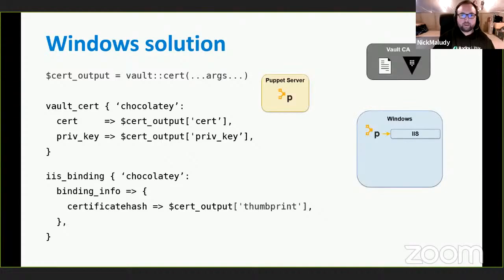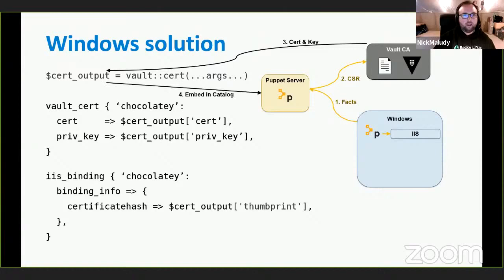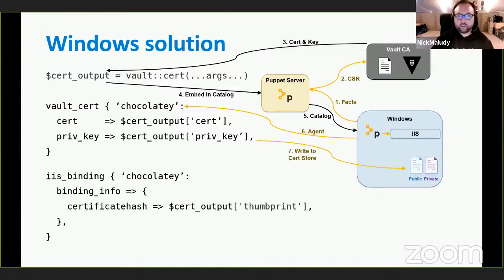I'm going to walk you through the steps of what happens in the communication paths. The first step from the Windows server side is the Puppet agent wakes up, collects its facts and reports them to the server. The Puppet server, using the vault cert function, creates the CSR and sends that to Vault. That certificate and key in the API response are returned in this cert output variable that you see there. That variable is then embedded in the catalog that the Puppet server is creating. We then ship the catalog down to the agent running on Windows, and the Windows agent then calls our Vault Cert resource, which contains the certificate and the private key, and the resource knows to write that to the correct spot on the file system.